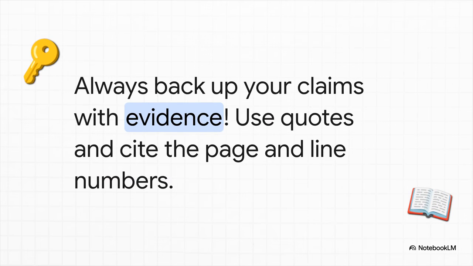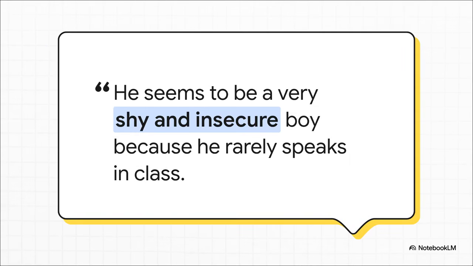And this is the absolute golden rule of any literary analysis. You have to back up every single claim you make with evidence from the text. Your opinion is awesome, but it's only valid if you can prove it with quotes and, of course, citing the page and line numbers. Check this out. It's a perfect example. You make your observation: he seems to be a very shy and insecure boy, and then you immediately follow it up with the proof, because he rarely speaks in class, and you finish it off with that clean citation. This right here, this is what takes an essay from meh to wow.